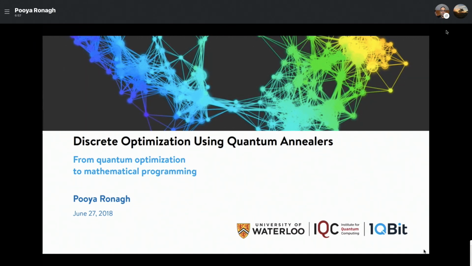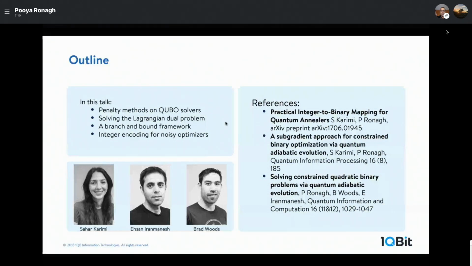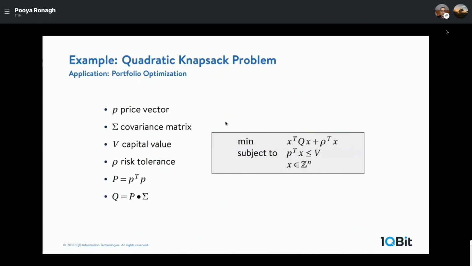So this is joint work with Sahar Karmi, Sonia and Brad Wood from 1QBit. And I have the paper for your reference. We've been thinking about pipeline constraint programming using a quantum mediator. So I would like to report that. I'll start with a motivation from penalty methods.